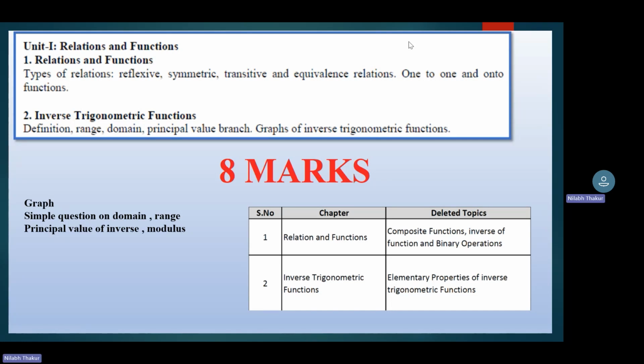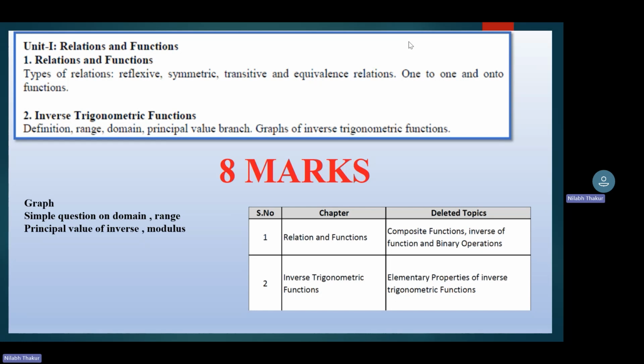Also the principal values of inverse, modulus, and simple questions on domain and range may be asked, because you have learned that in class 11. Those chapters that you dealt with in class 11th may seem to be in the CBSE deleted topics, but questions were asked in the previous year also, and they may come again. So the simple advice is to read the graph of the inverse trigonometrical function and principal value.